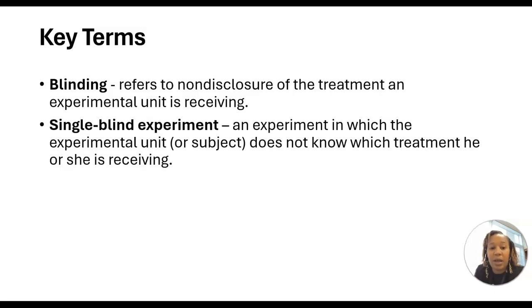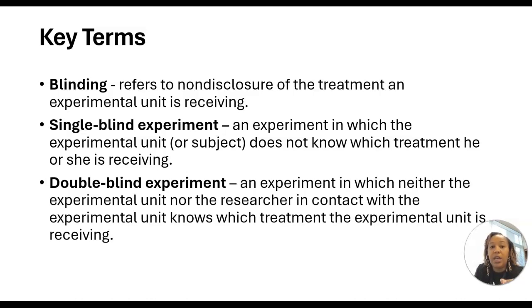They don't know what they're receiving, basically. So you have single blind if the participant does not know what they are receiving. And you have double blind if neither the participant nor the researcher that's in contact with the subjects or participants knows. So neither one of them knows what each participant is receiving. So single blind is only when the participant doesn't know what they're receiving, but the researcher does know. And then double blind is when neither one of them knows, the participant nor the researcher.